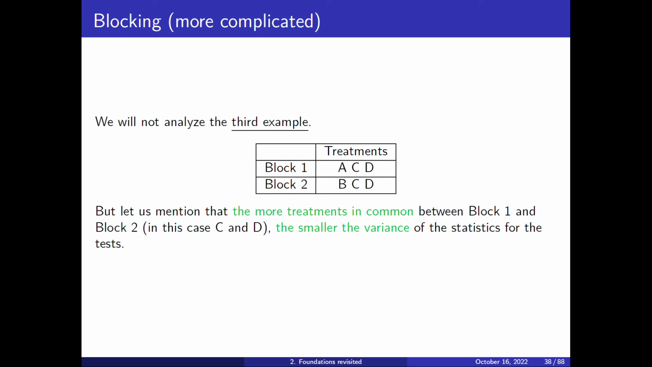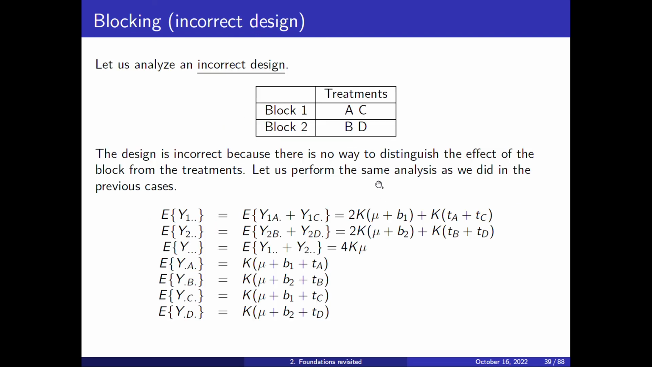And we will not analyze the third example, but we can extrapolate what we already know. The more treatments we have in common between the different blocks, so before we only had C in common, now we have C and D in common, so that translates into a smaller variance of all the tests. So when we compare A to C or A to B, they will have a smaller variance the more treatments that these groups have in common.